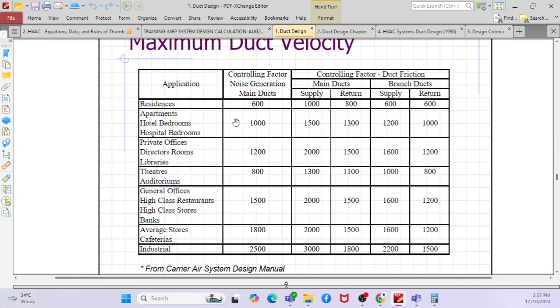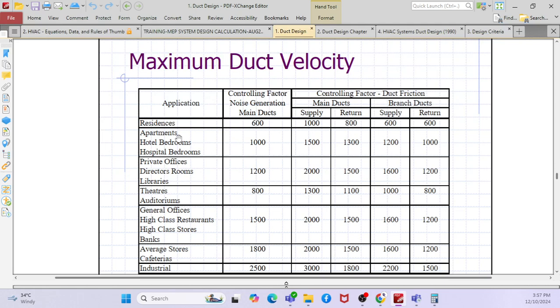So when you talk about the velocity table, this is the maximum duct velocity table. You can see different applications, residence, theater, or average stores. There is the main duct velocity, in FPM, then the branch duct, and then the duct to reach your final velocity based on the noise generation.